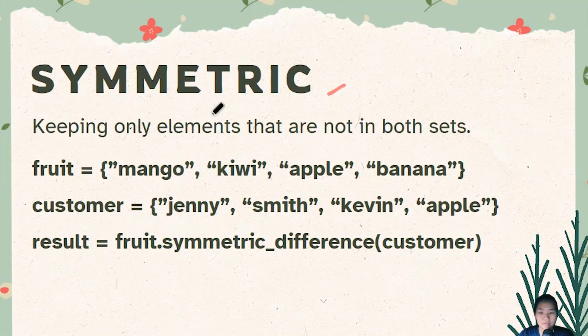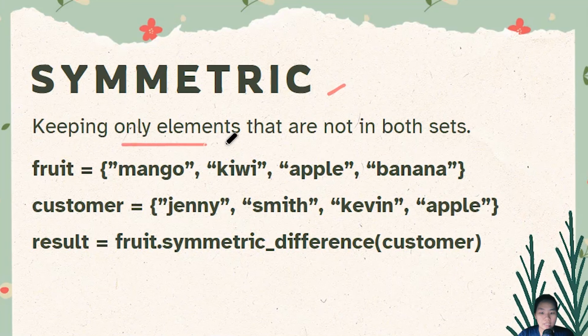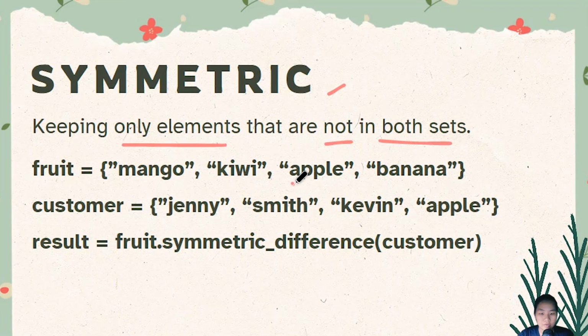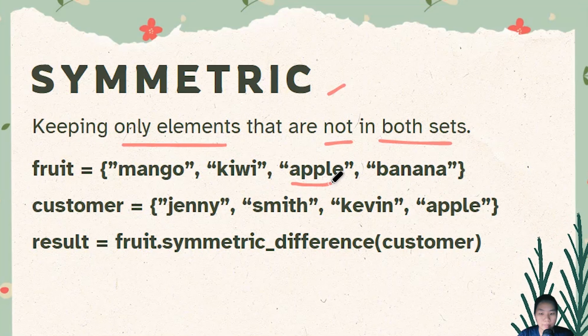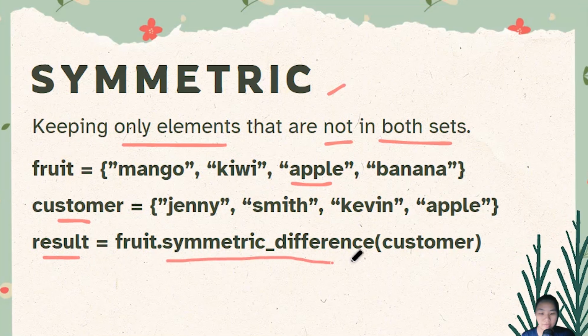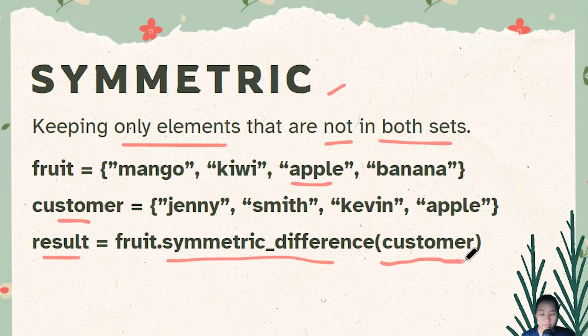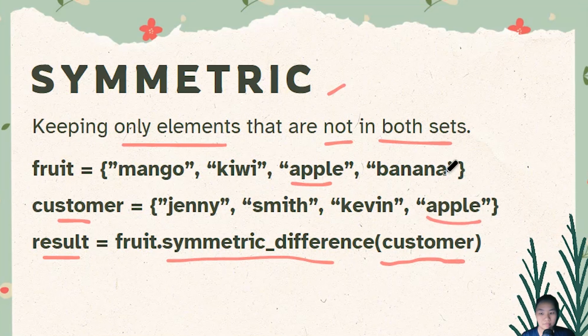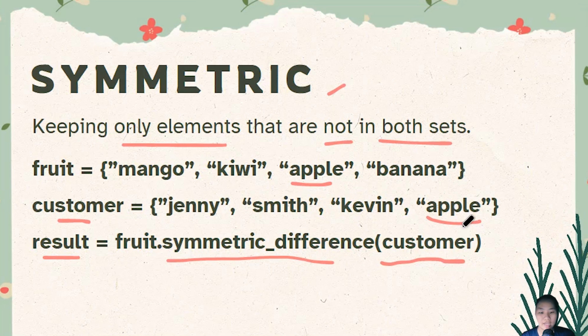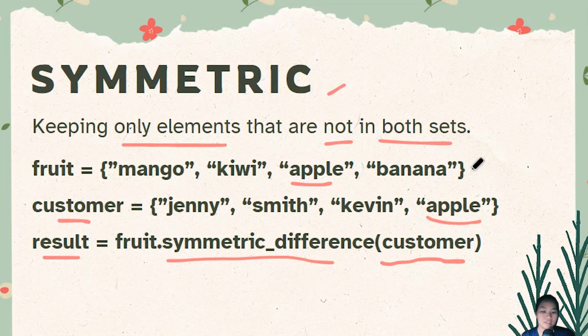Next up, the symmetric difference method. It keeps only elements that are not in both sets. As you can see, fruit shares the item apple with the customer set. I have result over here, fruit.symmetric difference, passing in customer. What do you think it will return? Well, obviously the item apple is in fruit and customer, so it'll return anything that is not apple.